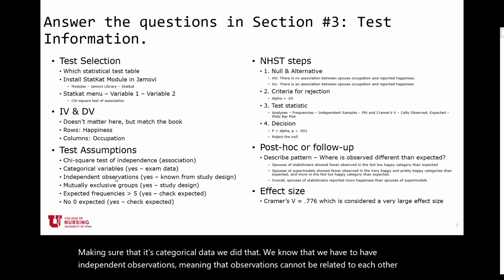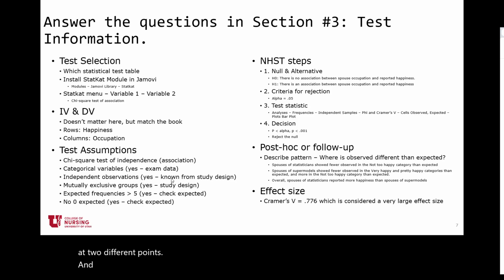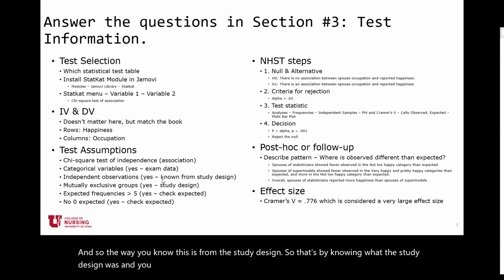We shouldn't have brothers and sisters in there. We shouldn't have the same people looked at two different points. And so the way you usually know this is from the study design. That's by knowing what the study design was, and you know if you're going to have independent observations.